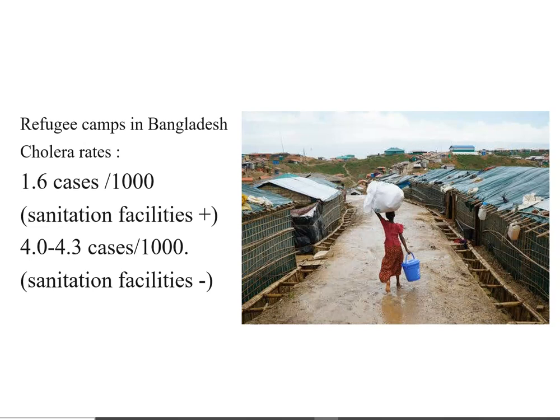A study conducted in refugee camps in Bangladesh found that camps where sanitation facilities were implemented reported cholera rates of 1.6 cases per 1,000 people, while camps without such facilities had cholera rates that were almost 3 times greater, between 4 and 4.3 cases per 1,000 people.